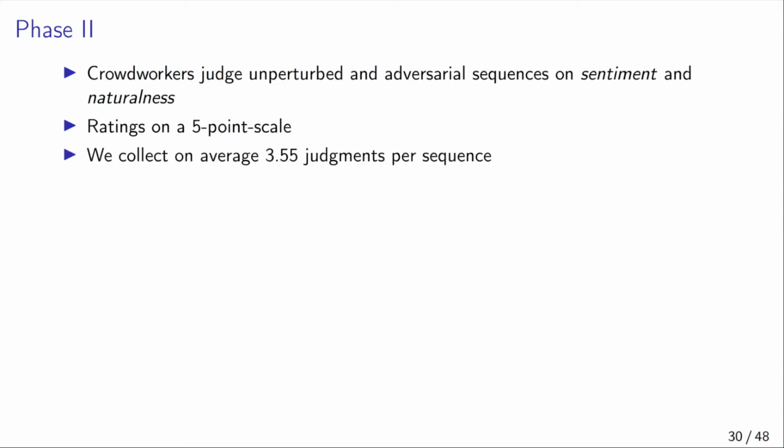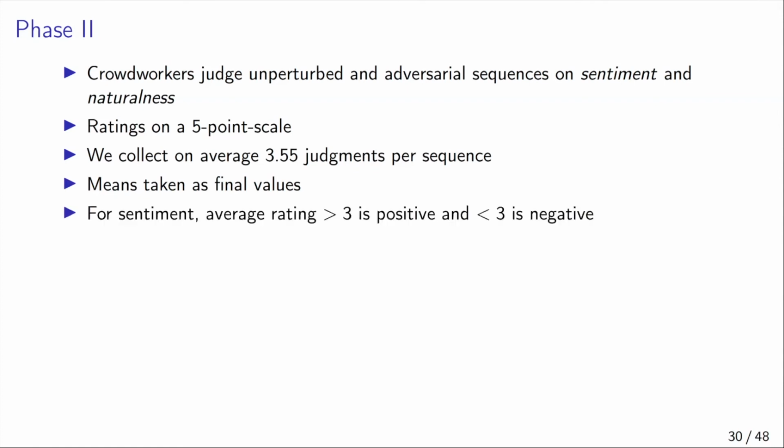We collect on average 3.55 judgments per sequence, and then we take the means of those judgments per sequence as the final values. For sentiment, because we need binary labels, we said, okay, an average rating above 3 is positive and below 3 is negative. We ended up having 80 sequences that had a mean rating of 3.0, which we excluded from our validation.